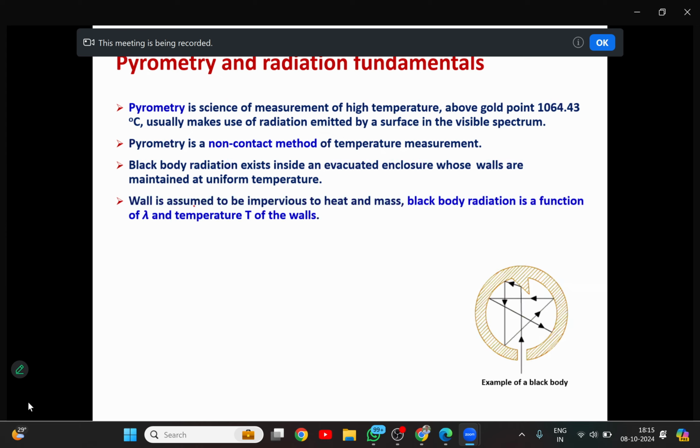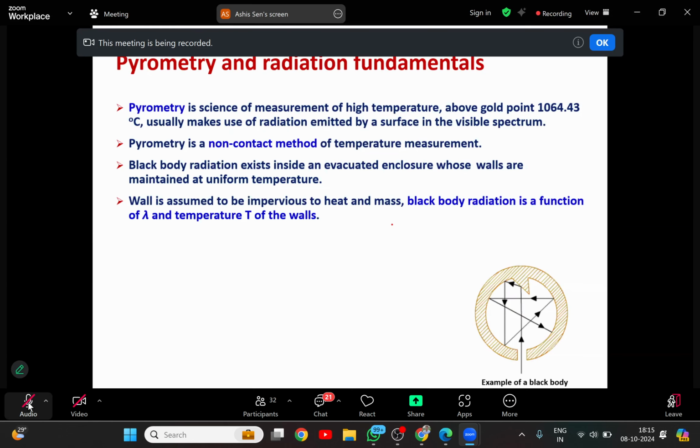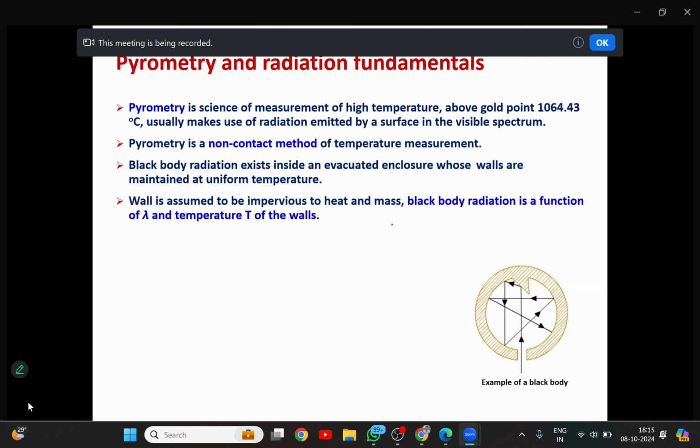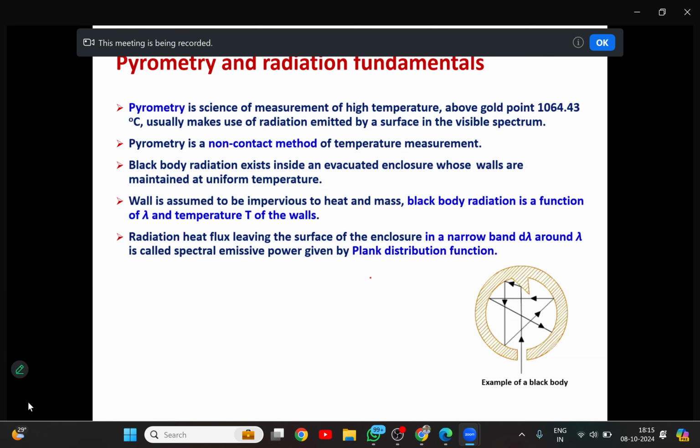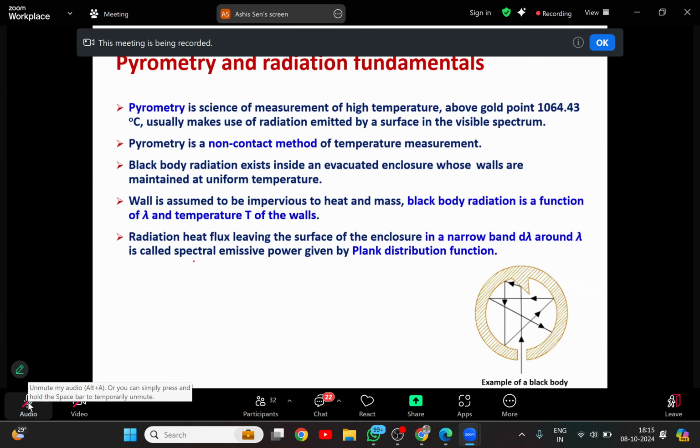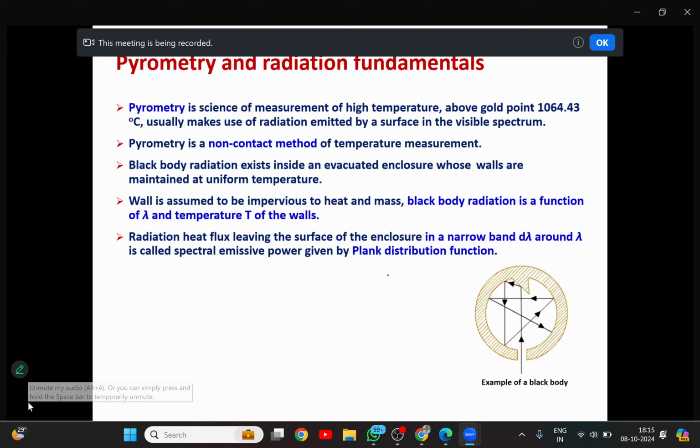So the black body radiation, how much electromagnetic energy comes out of the black body, is a function of two things. One is the wavelength. Different energy comes out at different wavelengths, and the other is the temperature of the surface. Now this is basically expressed by what is called Planck's distribution function.